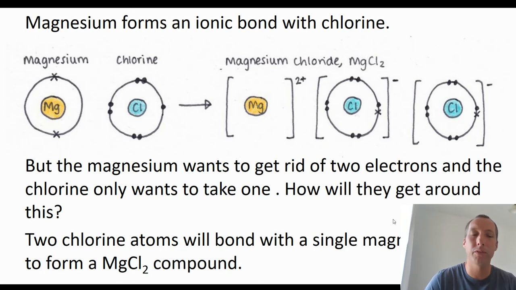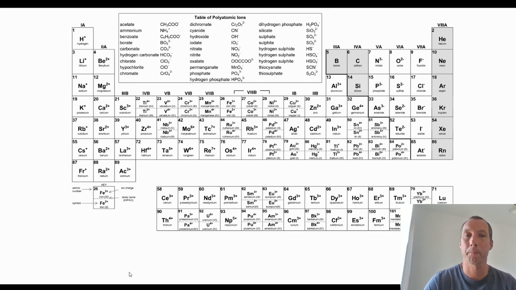And I'm sure you've seen formulas like this before, where you have twos and threes in the chemical formula. This is because we need to have the right balance of atoms in order that something like magnesium can give away all its electrons to the chlorine atoms.